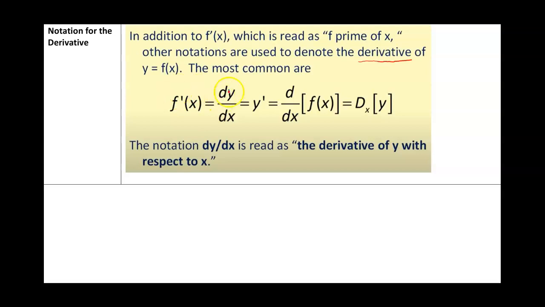It can also be given as dy over dx. So this is the derivative of y with respect to x. And it's also written as f prime. It's also written as d/dx of f of x, which is not as common, but the most common notation for the derivative is going to be f prime of x. So if you see that, we're talking about the derivative. If you see y prime, that is also the derivative. And if you see dy/dx, that is also the derivative.